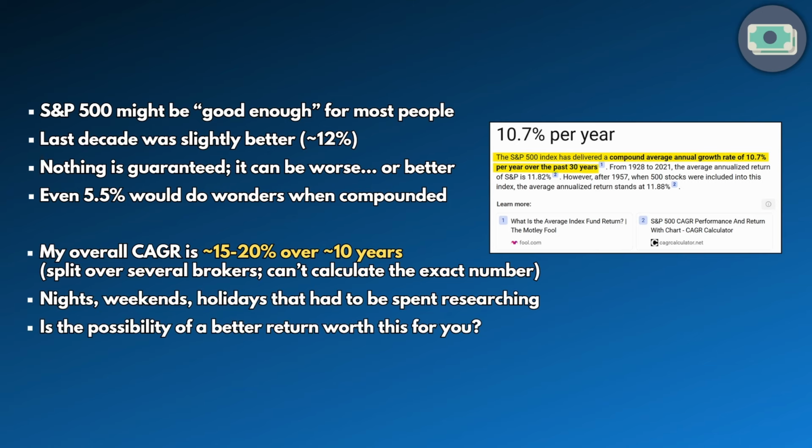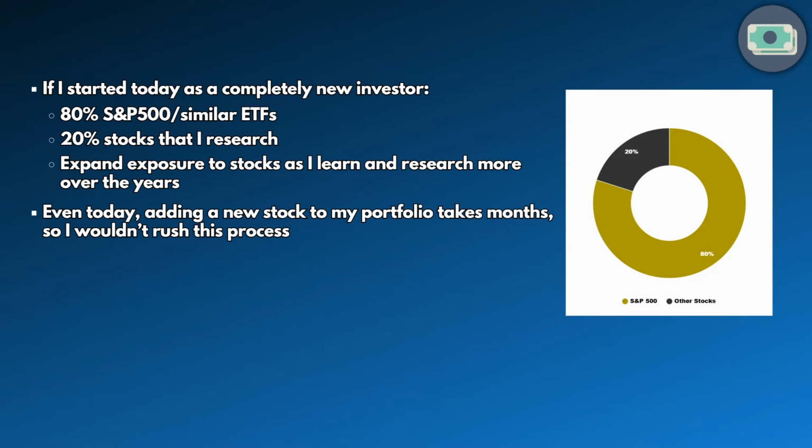If you're watching this, you probably want to go beyond just the S&P, which is very good, but if I started now, I think I would go like 80% into the S&P or other ETFs and slowly diversify with individual companies over years as I research and learn more and more.